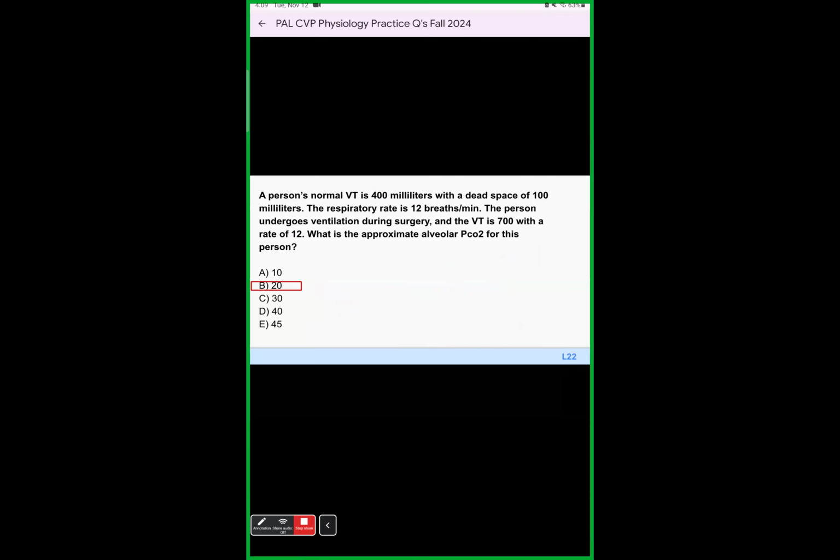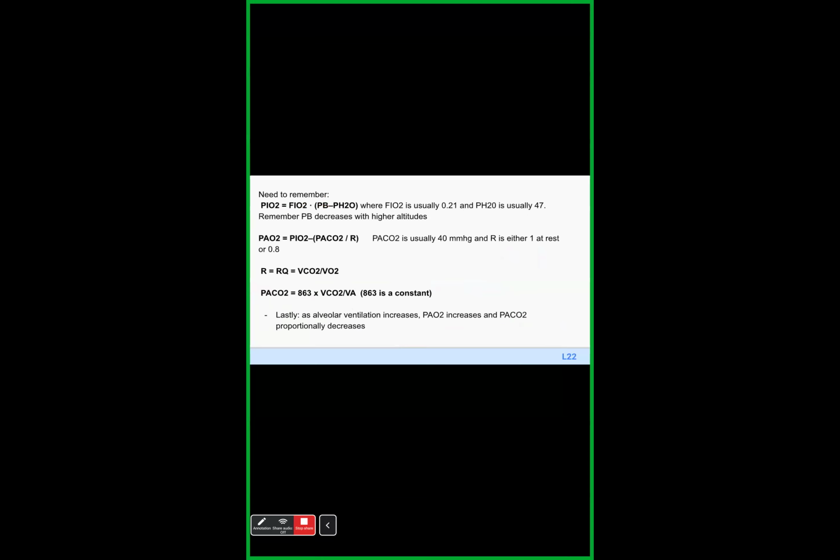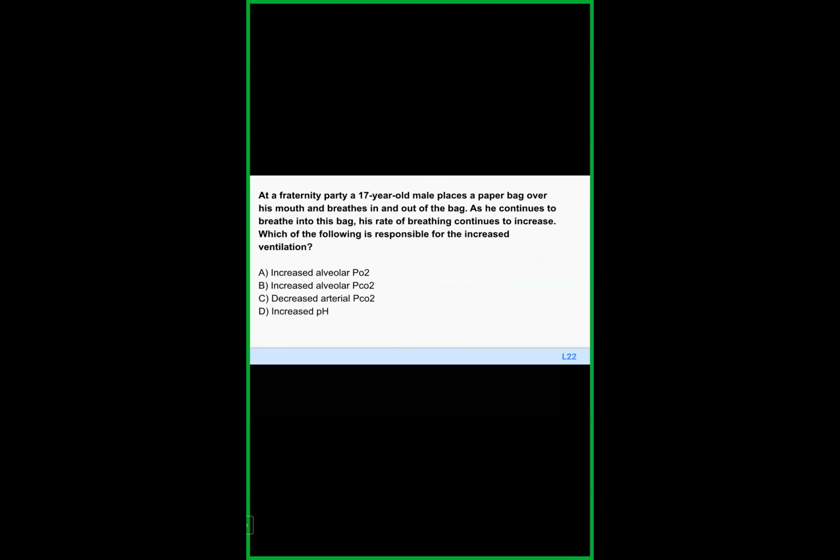Okay, moving on to the next question. This slide is really important because it has a lot of formulas that you need to know for these questions, and just try to memorize these formulas and practice with them in order to remember these. Moving on to the next question.